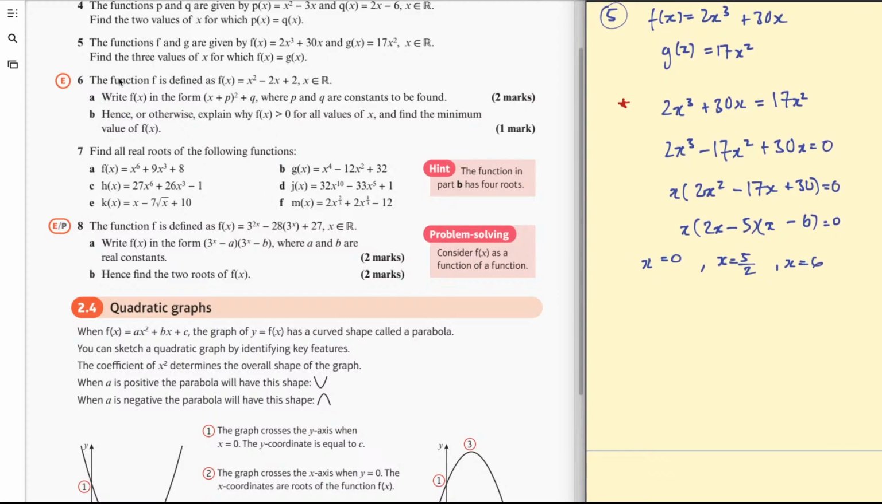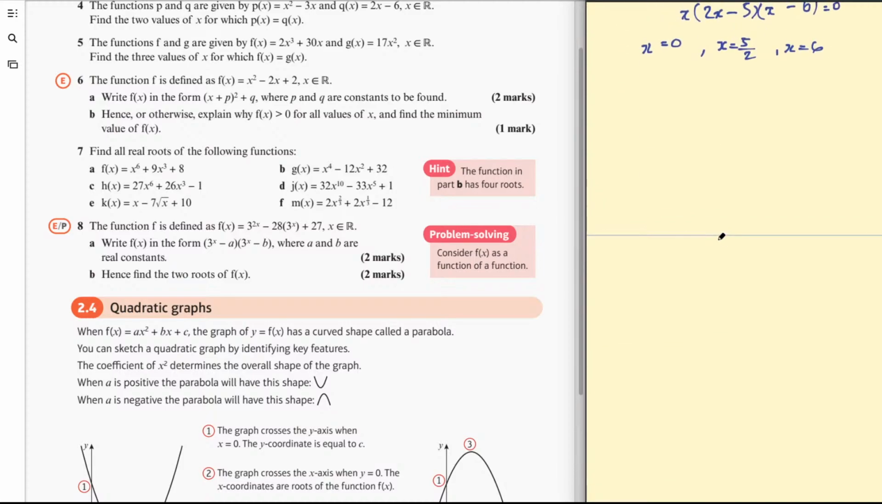So they only have one problem like this. I wish they had a few more, but that's fine. So question 6 says a function f is defined by f of x equals x squared take 2x plus 2. Write f of x in the form (x plus p) all squared plus q, where p and q are constants to be found. Remember, this is completing the square. We went through this yesterday.